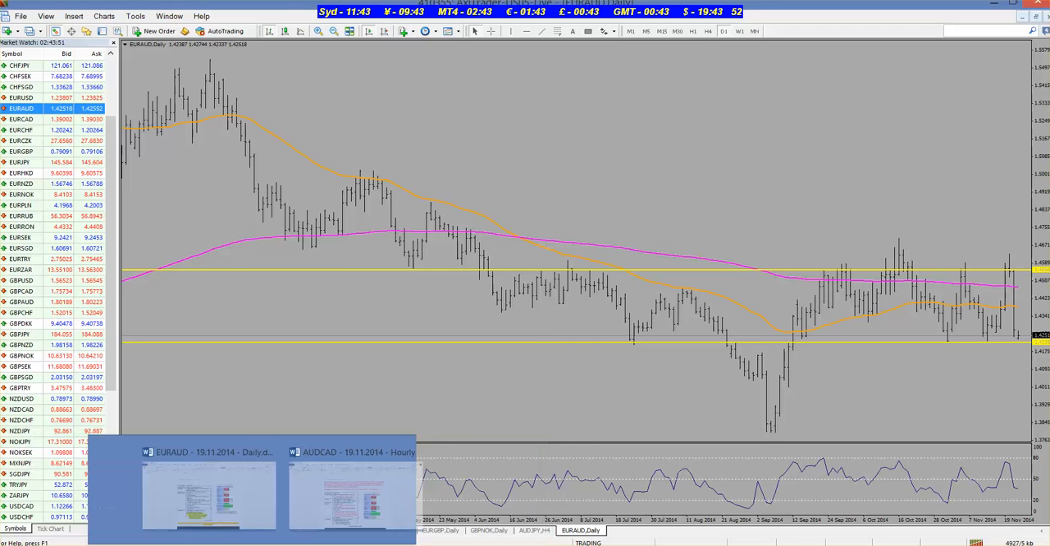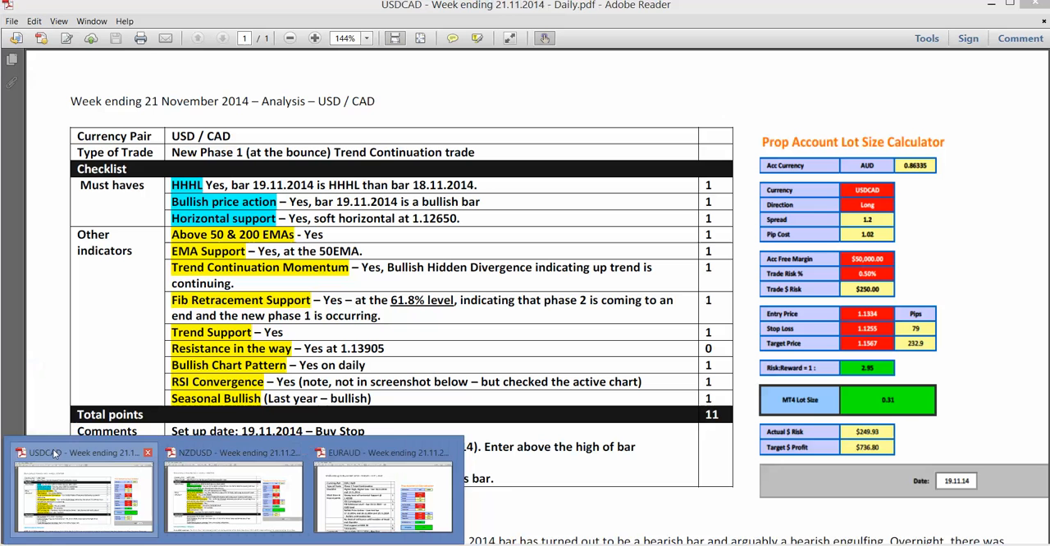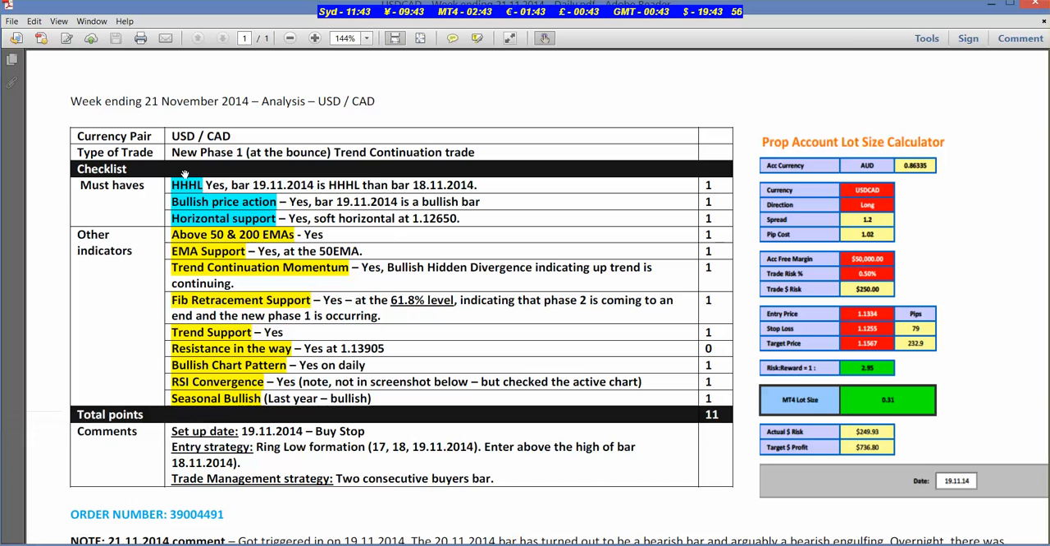Dollar CAD weekly. Okay. New phase 1 at the bounce, higher highs. This came in on Friday, this email. Friday afternoon. Trend continuation, bullish price action.